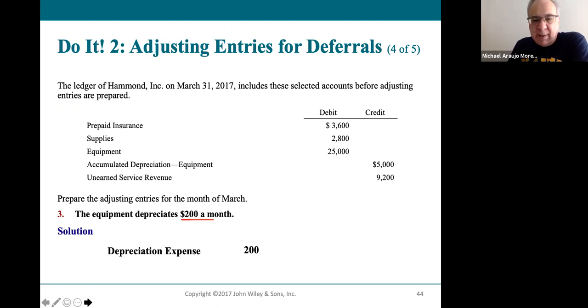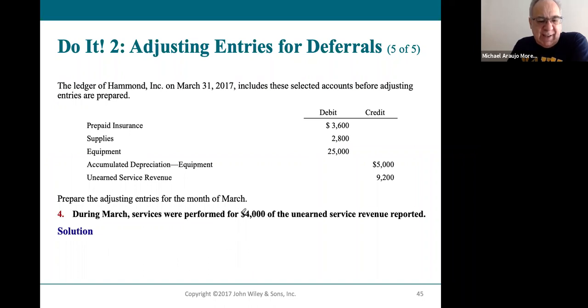Depreciation expense, debit $200. Accumulated depreciation for the equipment, that should be with an equipment here, for $200 on the credit side. Right. And the last thing is we earned $4,000 of the $9,200 in unearned service revenue. So we have to lower that. Again, unearned service revenue has a credit balance. We lower it on the debit side. So the debit to unearned service revenue will lower that balance.